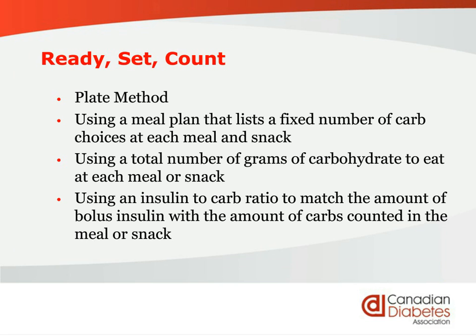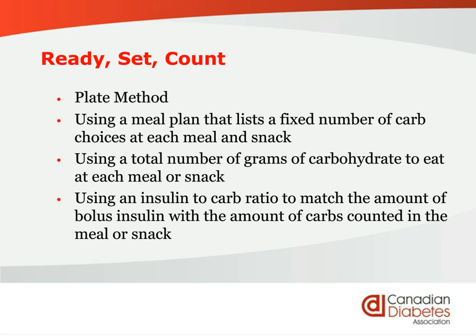So we now know where to find the information for carbohydrates. We know which foods contain carbohydrates, and now we can count them. So there's a few different methods. One is the plate method. One is looking at the fixed number of carb choices. The other is using a fixed number of grams of carbohydrates. And the last one is using the insulin to carb ratio to actually vary the insulin based on the amount of carbs. We're going to go through each of those.